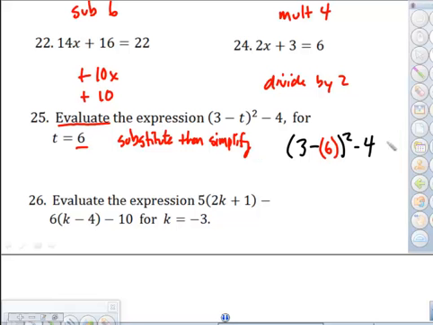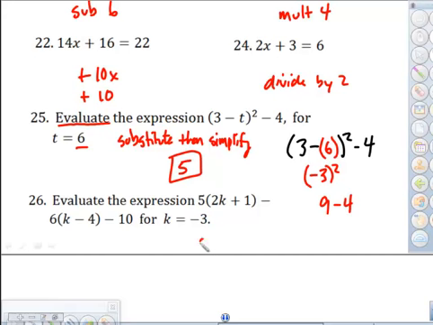Okay, and then follow the rules of PEMDAS to simplify. Notice there's no equal sign, so I'm not solving for t. This is just an expression that needs to be simplified. So 3 minus 6 is going to be negative 3. Negative 3 squared is 9. 9 minus 4 gives me 5.